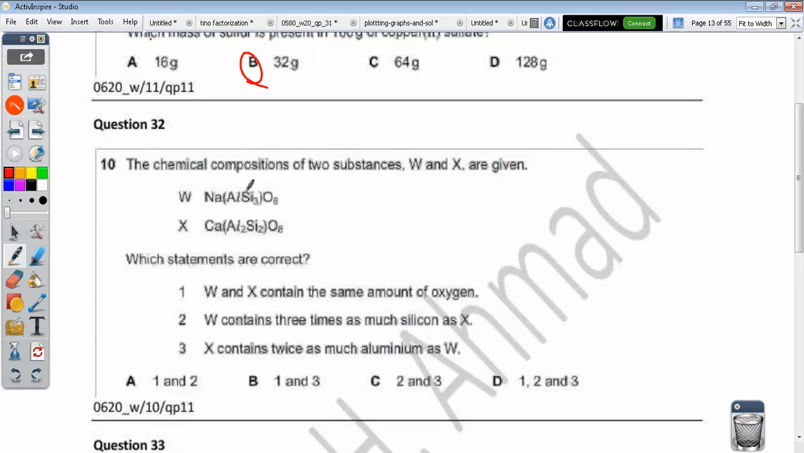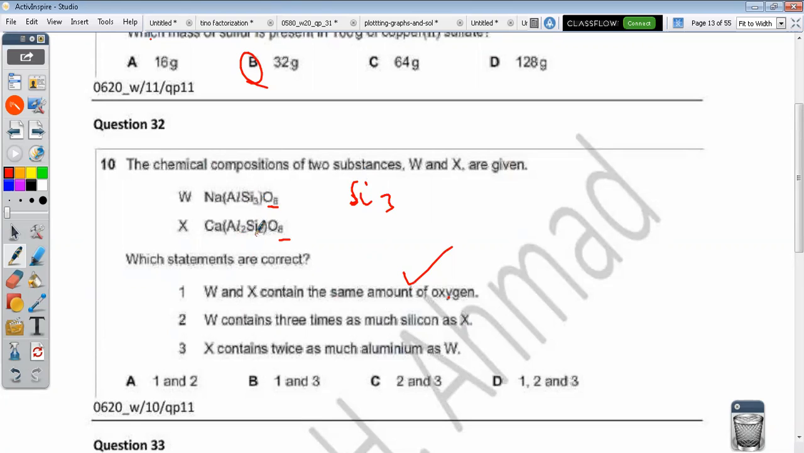The chemical compositions of two substances, X and W, are given. You have got these formulas. Don't be intimidated by these formulas. Okay, this is an 8, this is an 8. Which statement is correct? X and W contain the same number of oxygen atoms. Is it true? Yes, because we've got eight, they've got eight. We don't have any other oxygen atoms, clear? Are we agreeing, everyone? W contains three times as much silicon as X. Let's go to W. How much silicon is there? Three, yeah?